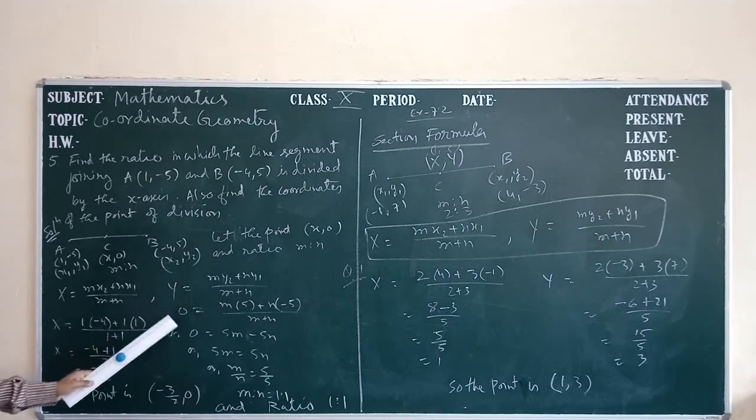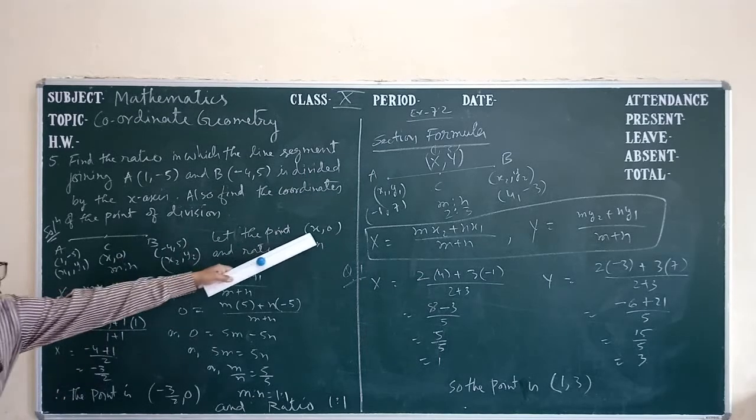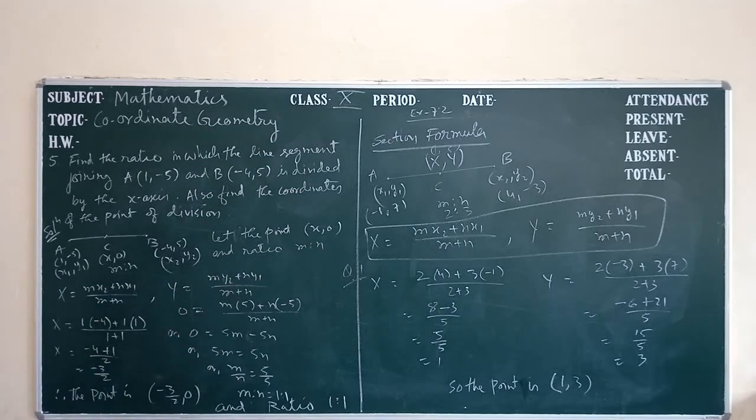So the x value we got is minus 3 upon 2, and the y value we know. Y value is 0 because the point is (x, 0). Why is the point (x, 0)? Because that point lies on the x-axis. So the point is (minus 3 upon 2, 0) and the ratio is 1 is to 1.